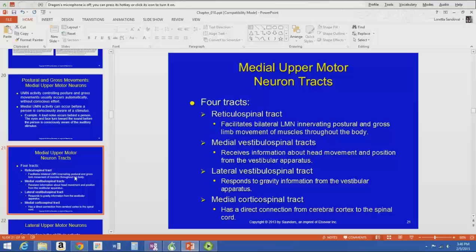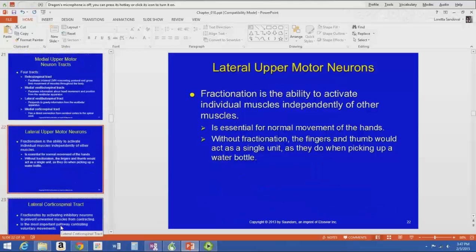The medial corticospinal tract: corticospinal goes from the cerebral cortex to the spine. It's the direct connection from the cerebral cortex to the spinal cord. Okay, so all of our decision-making stuff is coming through the medial corticospinal tract, our conscious decision-making stuff. Okay, so those are the medial upper motor neuron tracts.